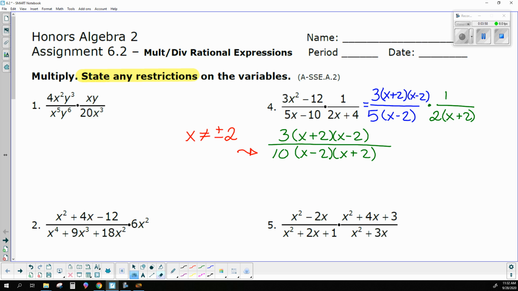Now go through and simplify. This cancels with that. This cancels with that. So I'm left with a simplified expression of 3 over 10. This is my solution as a whole: 3/10 with the understanding that x cannot be plus or minus 2.